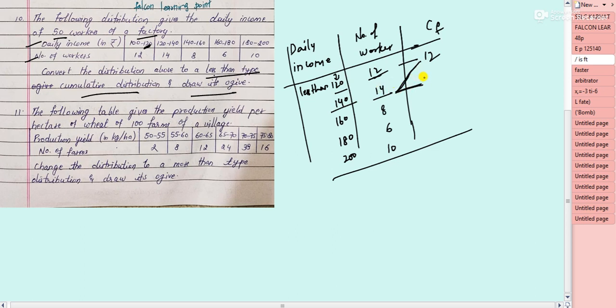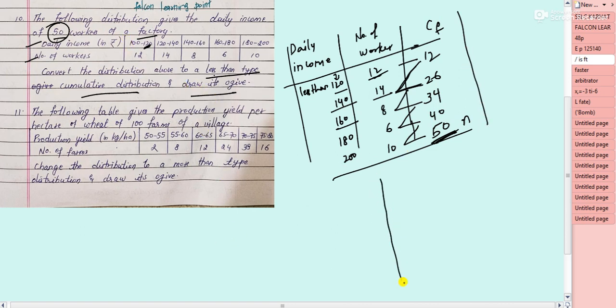14 plus 12 is 26. Less than 160, just add: 26 plus 8 is 34, correct? 34 plus 6 is 40, 40 plus 10 is 50. So the last value in less than is always equal to n. You can see it, n is 50 workers. So you got the CF. Now draw its ogive.